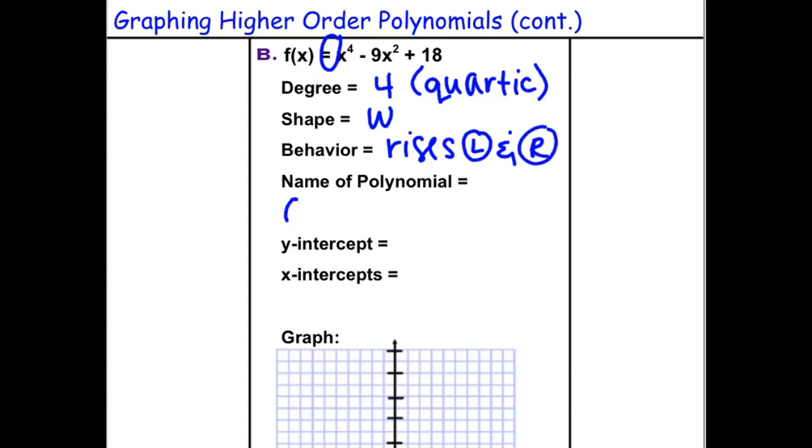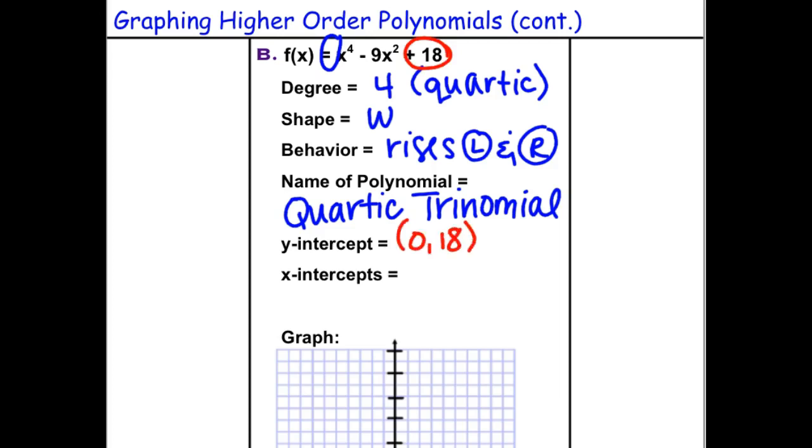We've established that it's quartic. We have 3 terms, so therefore it is a trinomial. And yes, I know there's a lot of words that have new spellings for you. I don't get picky about spelling as long as I can recognize what you're trying to say. My y-intercept is that constant, so my y-intercept is (0, 18).